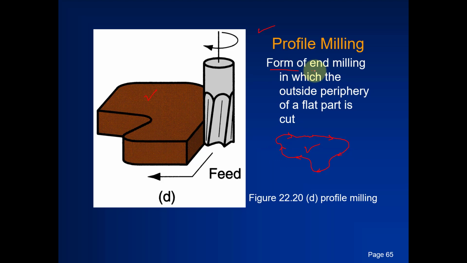It is a form of end milling in which the outside periphery of a flat part is cut. So this is the profile and the workpiece is moving against this profile, and again a flat surface is produced, and the same profile is achieved with the flat surfaces.